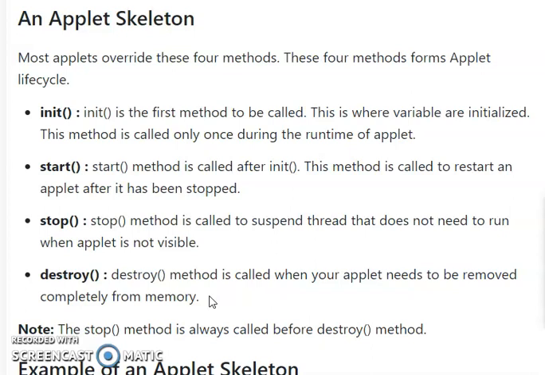The start method is called to start or restart the execution of the applet. The browser can call this method after the init method is completed. This method is called to restart an applet after it has been stopped. The start method runs whenever the applet becomes visible. This method is called each time the applet is going to be displayed on the screen.